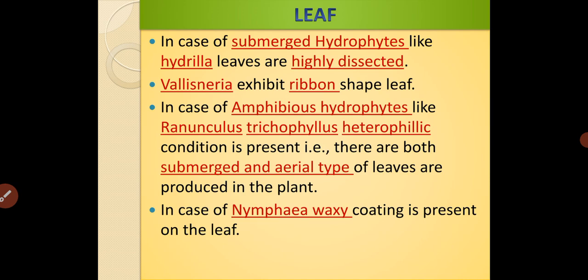Let us move towards the leaf. In case of submerged hydrophytes like Hydrilla, leaves are highly dissected. In case of Vallisneria, it exhibits ribbon shaped leaf. In case of amphibious hydrophytes like Ranunculus trichophyllus, heterophyllous condition is present, that is, both submerged and aerial types of leaves are produced in the same plant. In case of Nymphaea, waxy coating is present on the leaf.